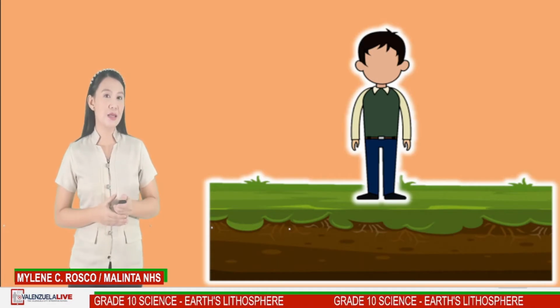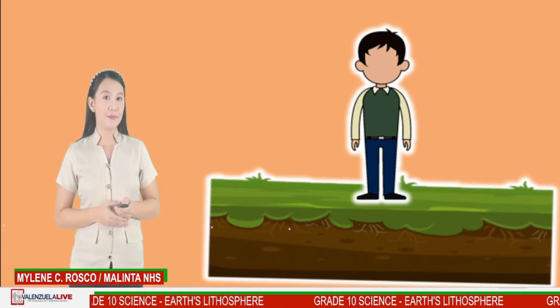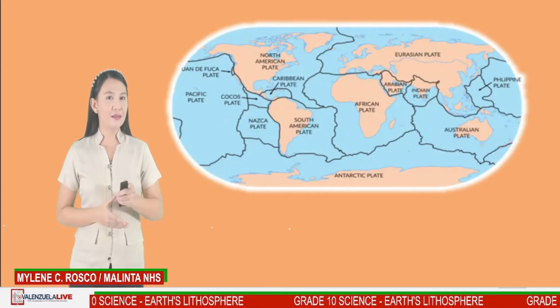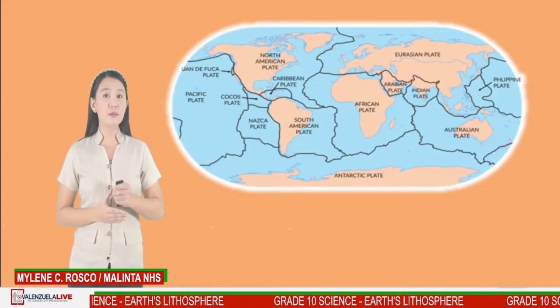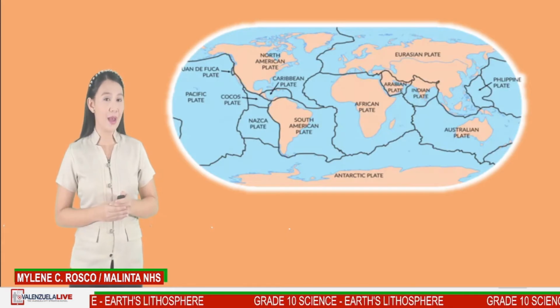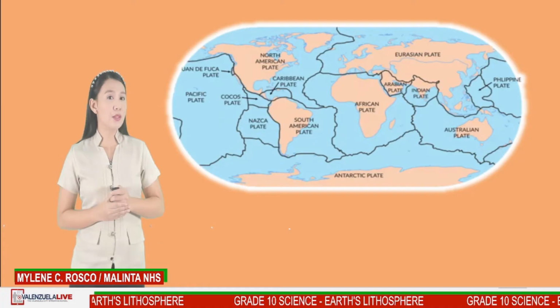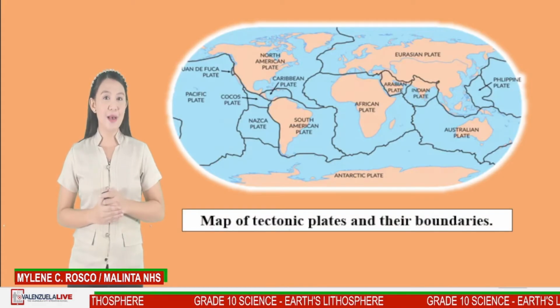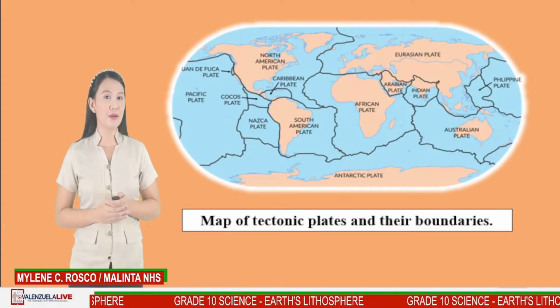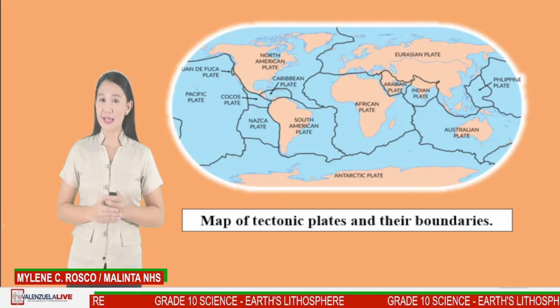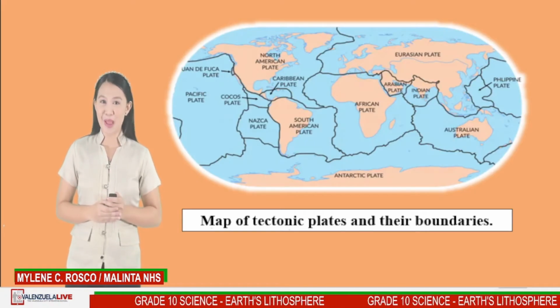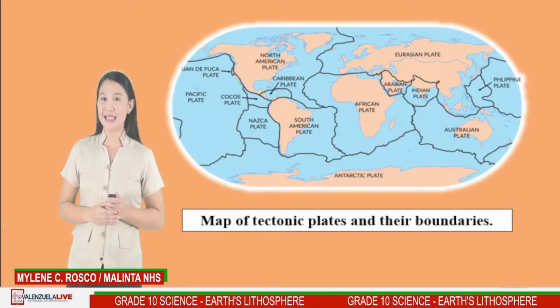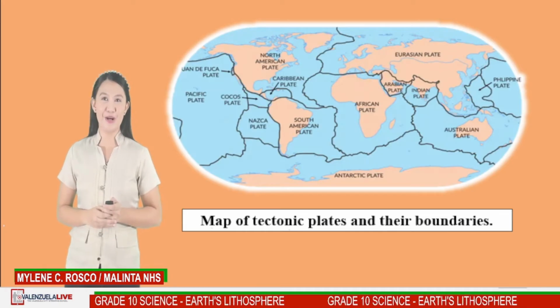Now let's try to examine this map and identify what makes it different from the other map. What do these broad lines represent? This map shows the different lithospheric plates, and the broad lines represents the plate boundaries, which divides the lithosphere into small and large plates.